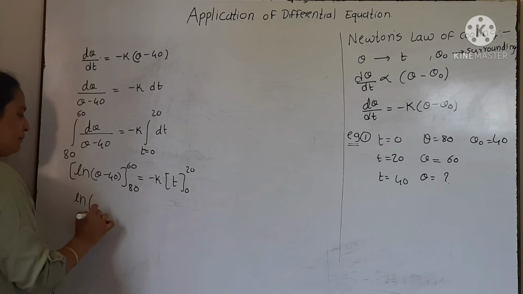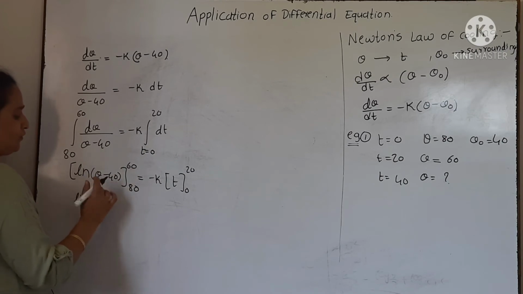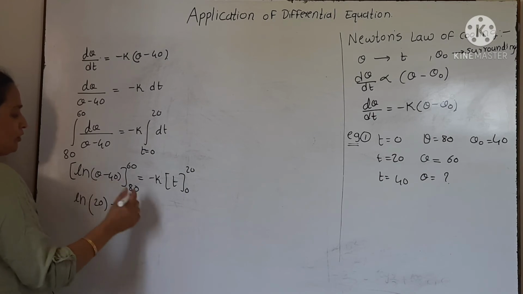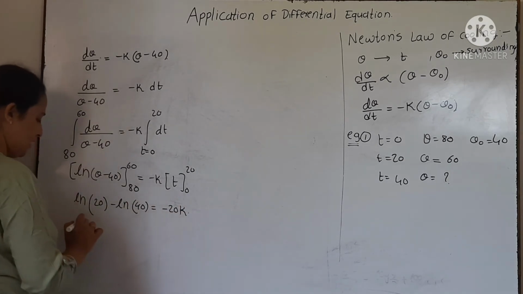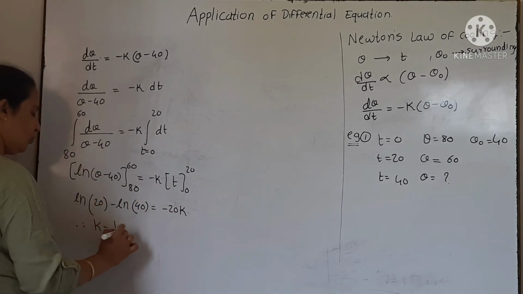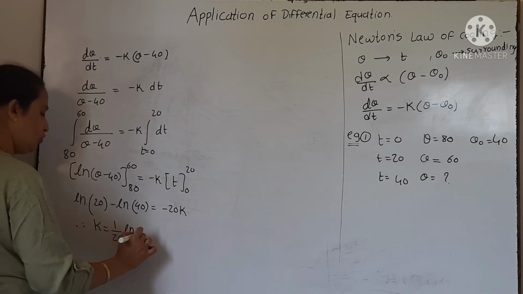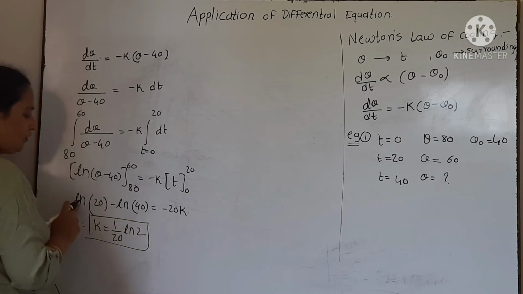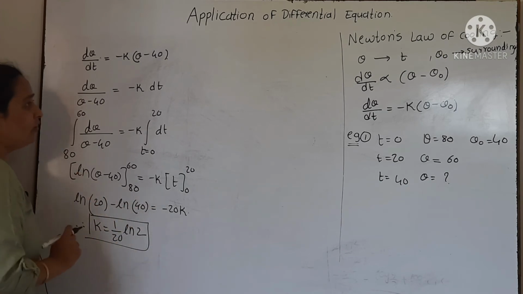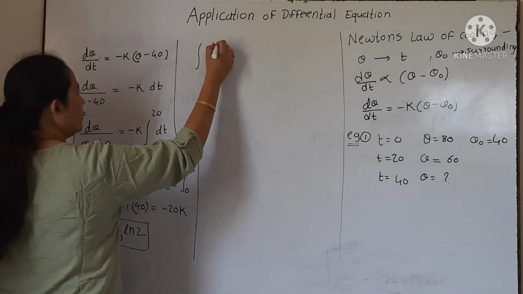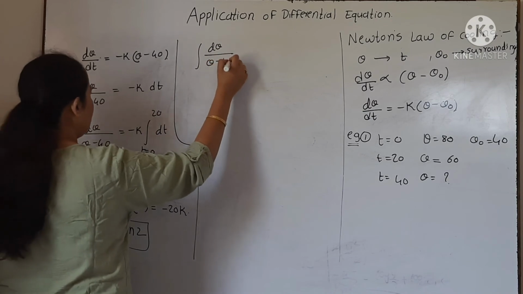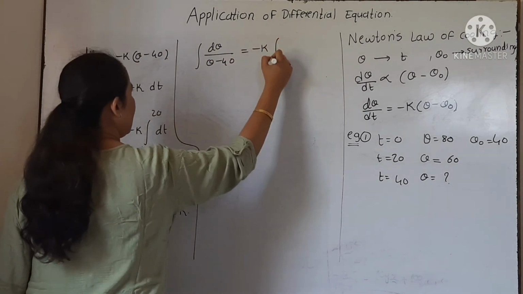Apply limits, upper limit minus lower limit. ln of 60 minus 40, that is 20, minus ln of 80 minus 40, that is 40, equal to minus 20k. Therefore, k is equal to 1 by 20 ln of 2. By using rules of logarithm, first transfer this negative sign to the left hand side and then we'll get the value of k. Now only change the limits of integration, that is integral of d theta upon theta minus 40 equal to minus k dt.